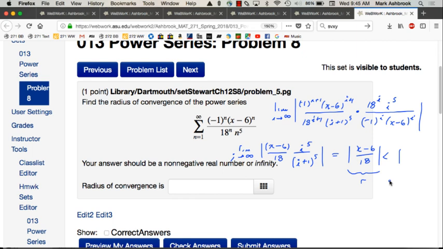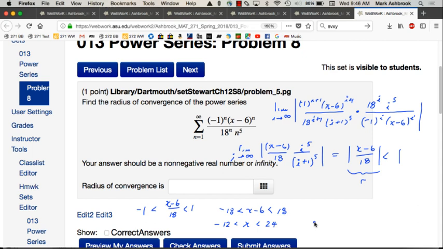But now this is a function of x. We've got to figure out which values of x make that r between -1 and 1. So we have |x - 6| over 18 has to be between -1 and 1. So we've got to solve for x, right? What values of x make this true? First step, multiply by 18. And then add 6. So -18 plus 6 is -12. 18 plus 6 is 24.